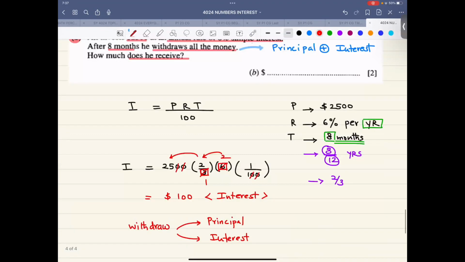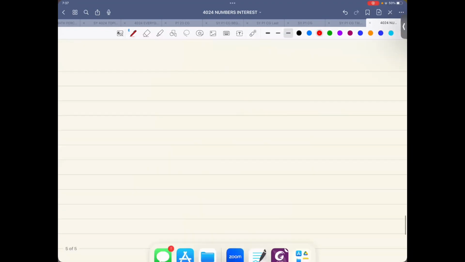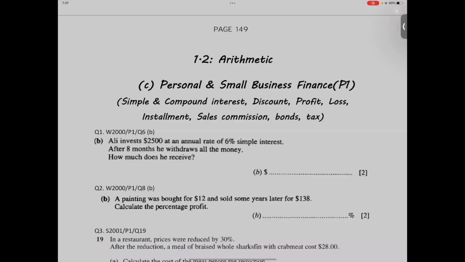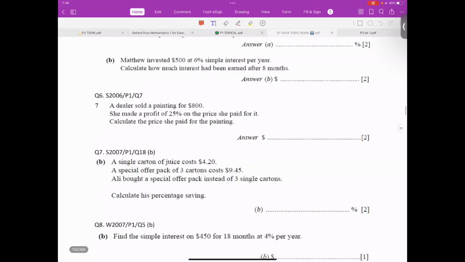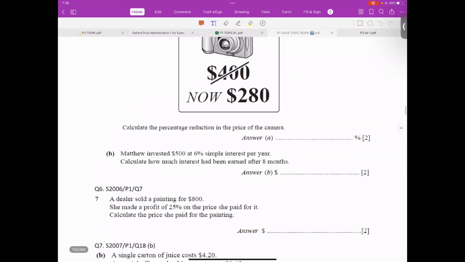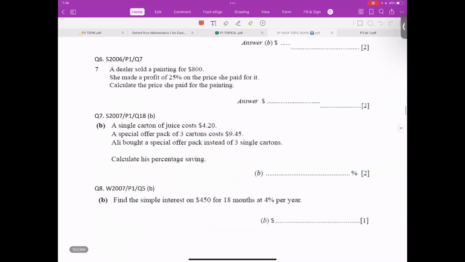That's the first one. Let me explain some more questions. And before that, if you have any question, feel free to ask. Till then, I'm looking for another question.